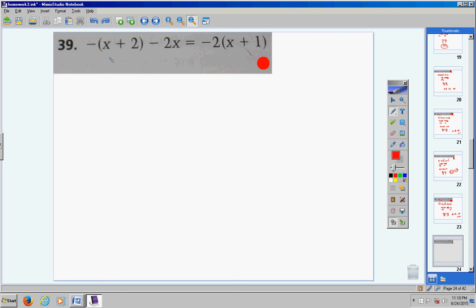By the way, what if there had been nothing here at all? What if there had been no sign right here? Just x plus 2. Well, you can assume there's a plus sign here. So you would simply take that positive sign and multiply it through, which wouldn't change anything. Negative times a positive is negative.